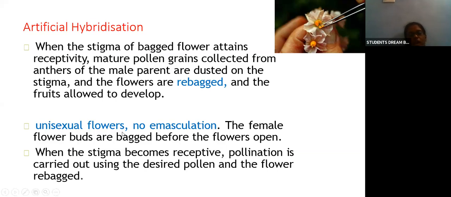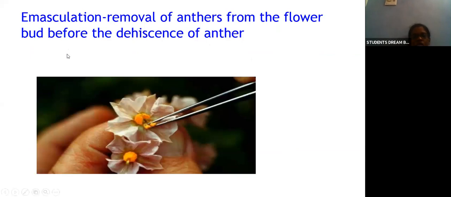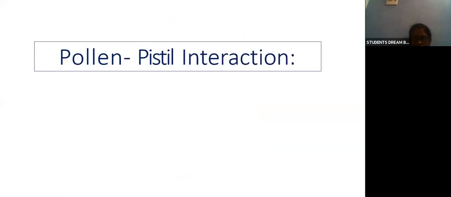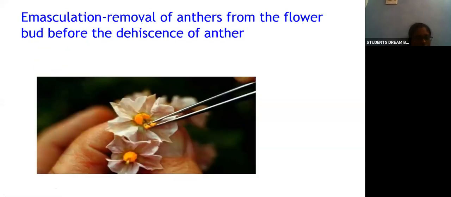In unisexual flowers, no emasculation will be done. The female flower bud will be bagged before the flower opens. When the stigma becomes receptive, pollination will be carried out with the desired pollen and the flower will be rebagged. In unisexual flowers we skip only the emasculation process, and the other steps are similar. Clear? Emasculation is the removal of anthers from the flower bud before the dehiscence of the anther. Okay, till here everyone is clear?